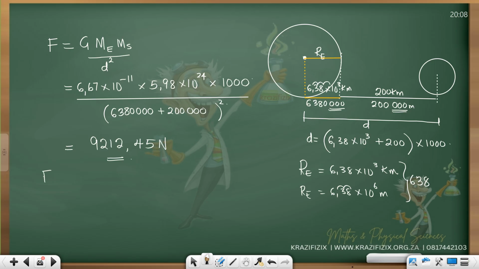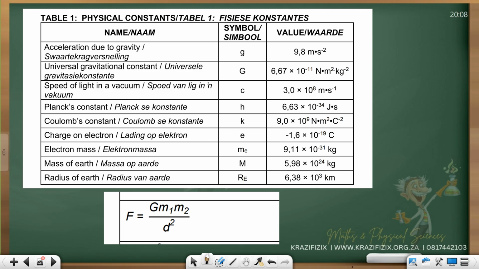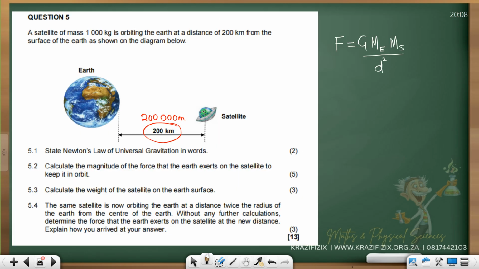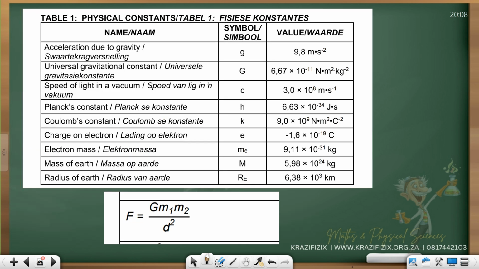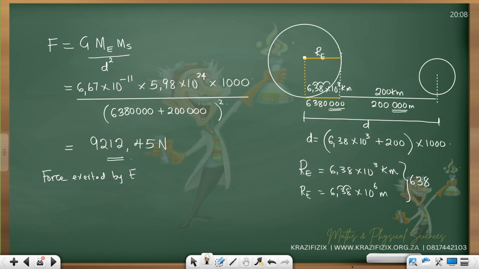This is the force exerted by the... what are we looking for again? Let me just quickly check. The force that the Earth exerts on the satellite. All right. The force exerted by Earth on the satellite is 9212.